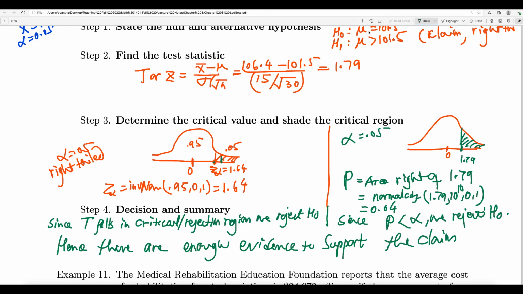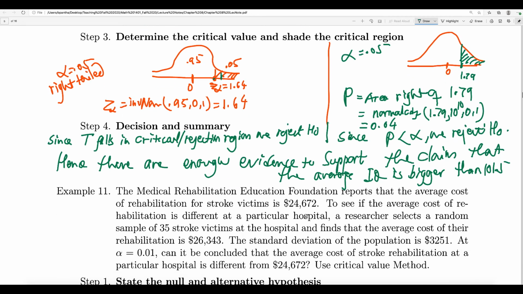What was H0? H0 was that the average is 101.5, and H1 was greater than 101.5. See, you use the same number in the null and alternative hypotheses. This is very important. So don't use 106. Don't use the sample value here. You always use the population value because it says mu. So mu equals 101.5 is the null hypothesis. You rejected that, meaning we support this one. There is enough evidence to support the claim that the average IQ is bigger than 101.5. That means the average IQ score in the school district is bigger than the state average. So we can support the school superintendent's claim.